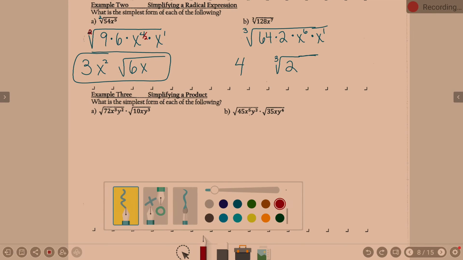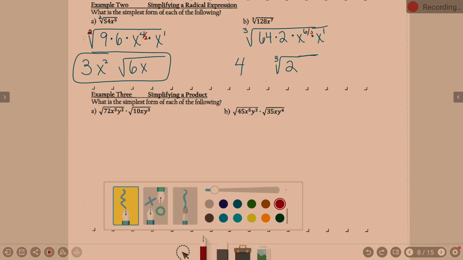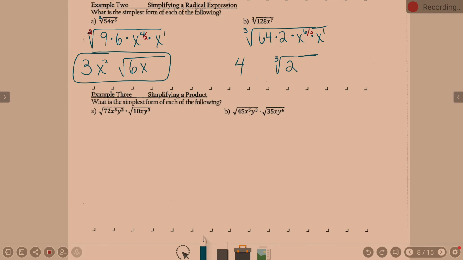Can I do the cube root of x to the 6th? Yeah, what do I do with 6? Divide it by 3. And 6 divided by 3 is? X squared. Does x squared go out or in? It goes out. Can I do the cube root of x to the 1st? No. 1 does not divide by 3, so x to the 1st gets left underneath the radical with the 2. And there we go.